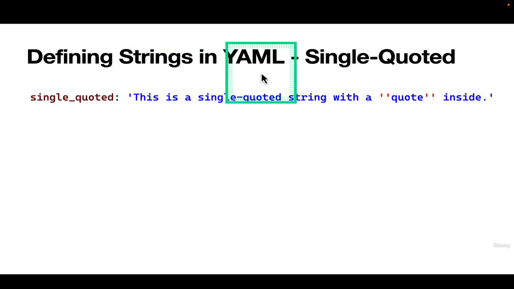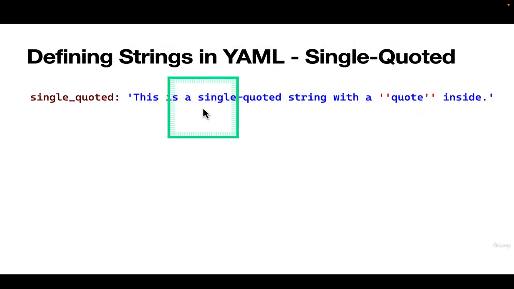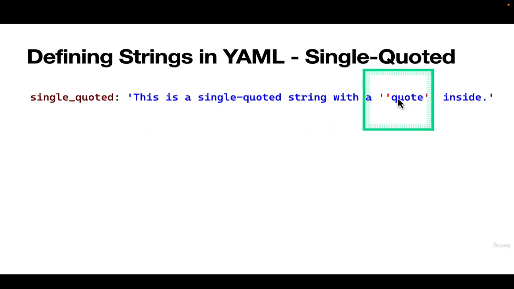Next, defining strings in YAML: single quoted. Single quoted strings are enclosed in single quotes and are ideal for strings containing special characters. Use single quoted strings when you need to include special characters or when you have a string starting with a special character. To include a single quote inside a single quoted string, use consecutive single quotes. So here this quote is a single quote, but for this I have to put 2 single quotes. This will be parsed as a single quote, but the first single quote becomes an escape character for the second.